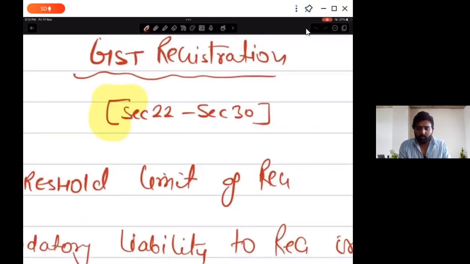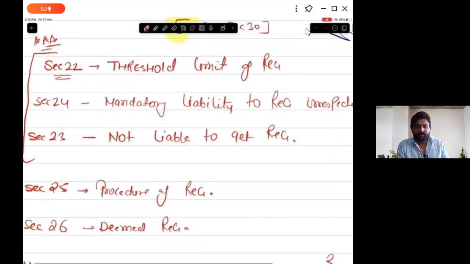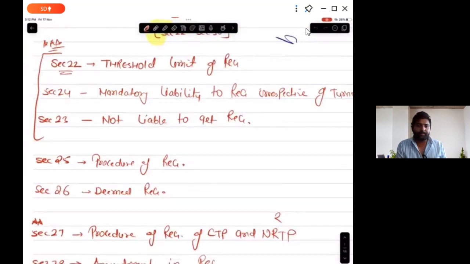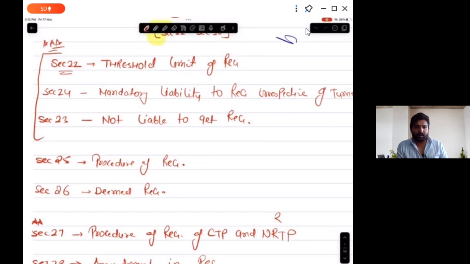And first of all, how many sections do we have to cover in this topic? From section 22 to section 30. Approximately, we have 9 sections to cover this chapter, GST registration. If you can see the index, the first section is section 22, which talks about the turnover limit of registration, and this is a very important section. Section 24 talks about when you are mandatorily liable to get registered irrespective of turnover. Whether you have a high turnover or a very low turnover, it doesn't matter. You will be liable to get registered if you are doing such nature of business as covered in section 24.